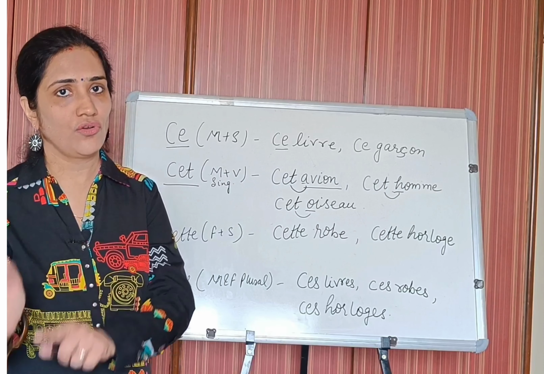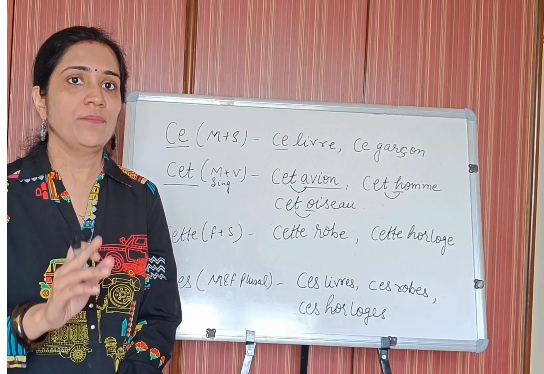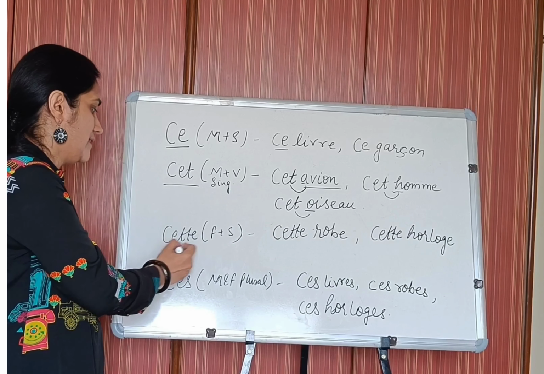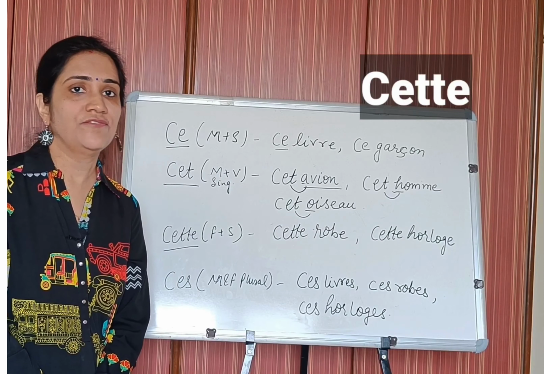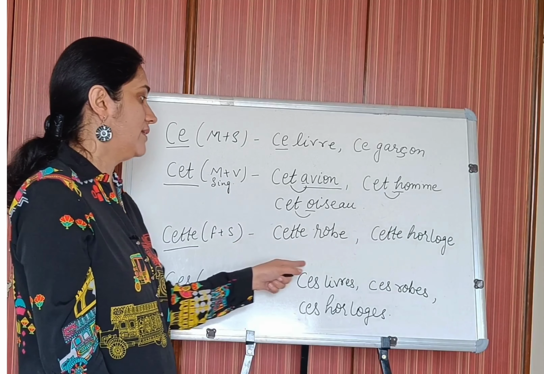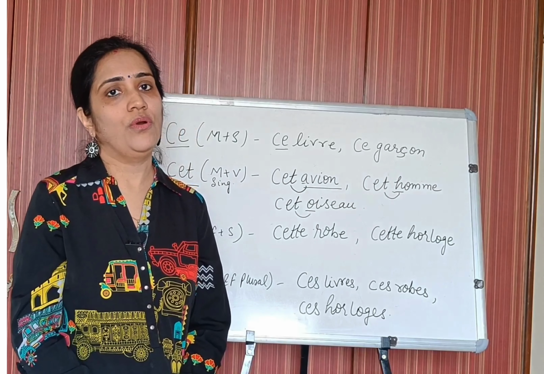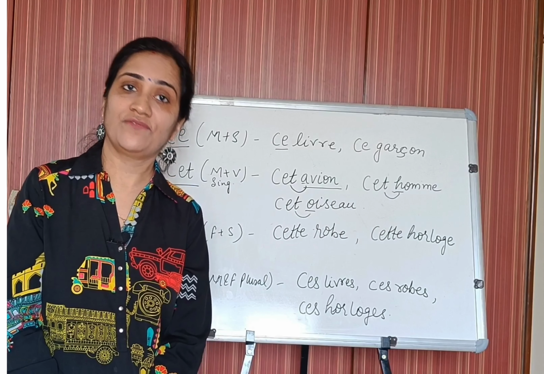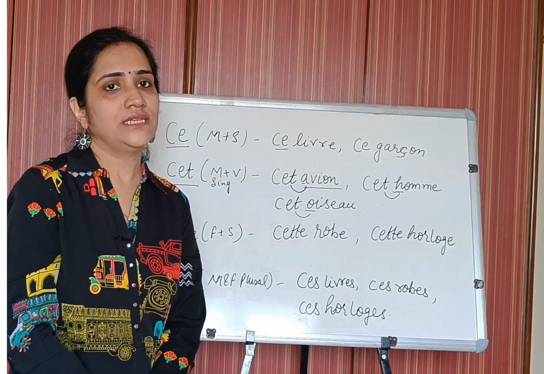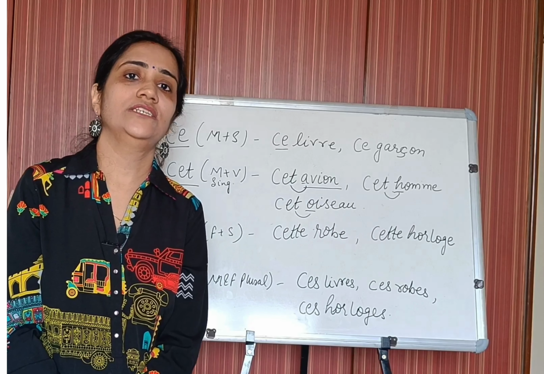Now the third category: if you have to say this or that with feminine gender nouns, beginning with a vowel or a consonant, both, but feminine gender and singular, then you have to use cette, referring to this or that. The first example of this category is robe. Robe is a dress and it is feminine in gender. So you will use cette robe, this or that dress.